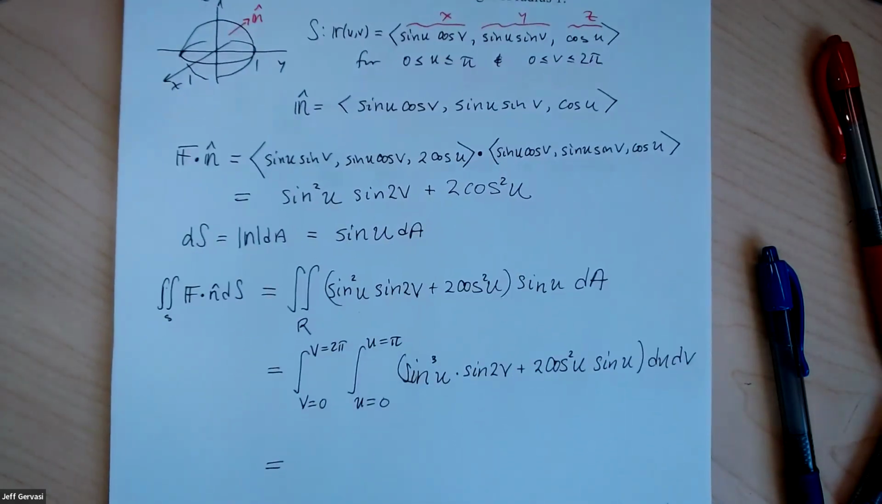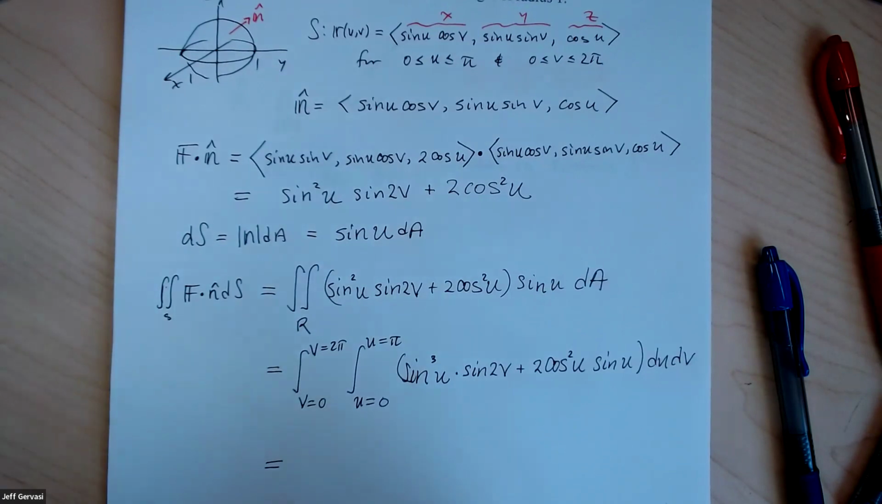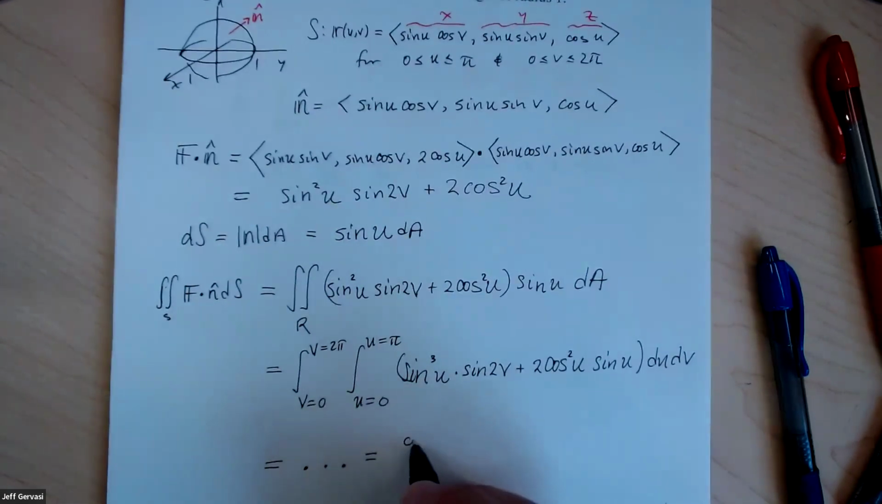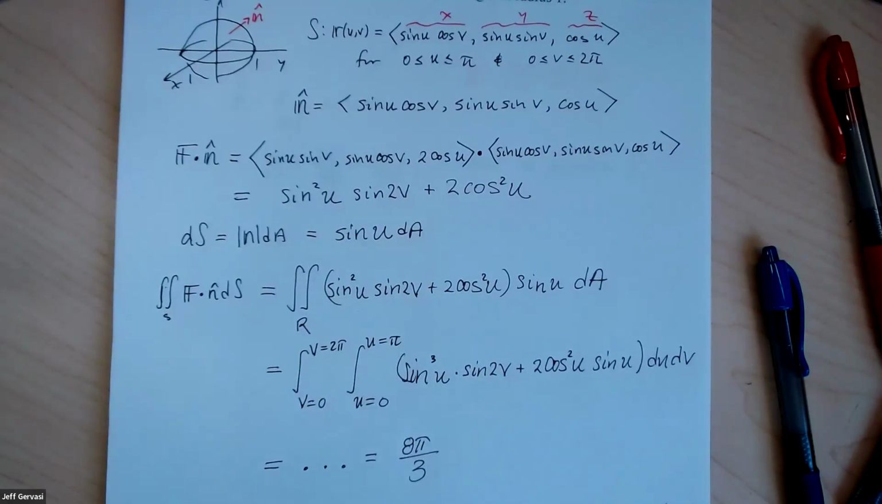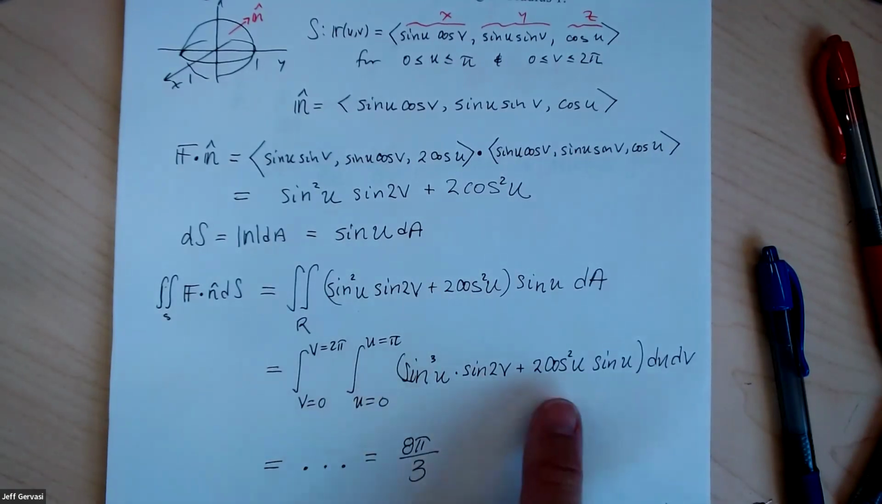And once again, it's going to be straightforward integration. I'll leave those details to you. Straightforward integration now, everybody. After all the dust settles, you should come up with 8 pi over 3. As I always say, though, fill in the details. Actually do the double integral here, and verify that you will get 8 pi over 3.